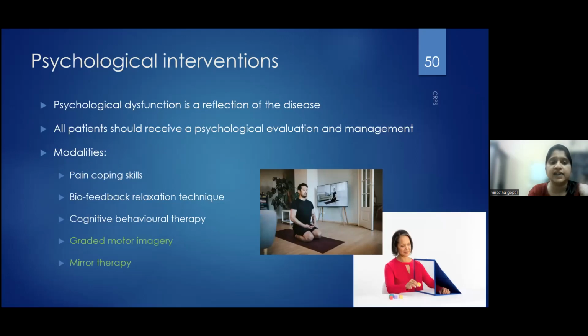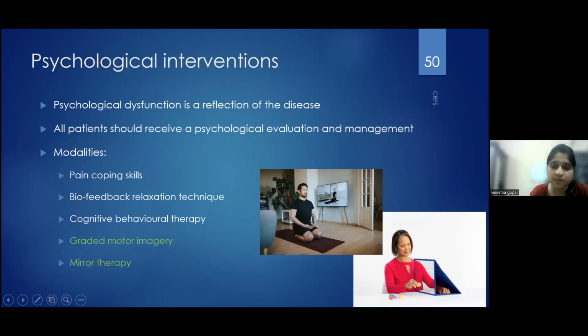Then psychological intervention. There are a lot of psychological interventions, and you have to start that, as I told for fibromyalgia, in the first visit itself. You have to tell them the importance of the psychological interventions, and you have to start this along with other pharmacological and physiotherapy modalities. And mirror therapy is one psychological intervention with very good evidence for CRPS.